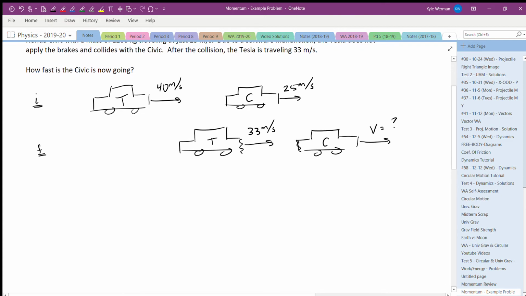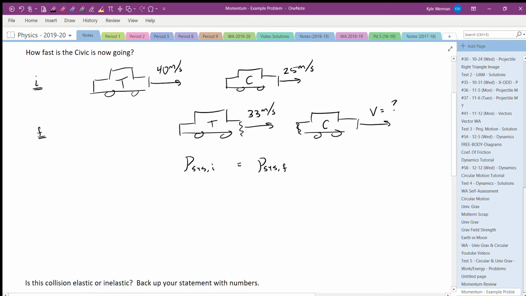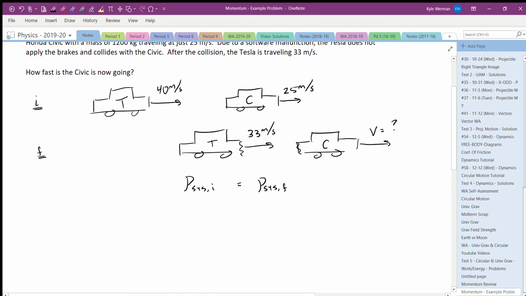So instead, we're going to use conservation of momentum, which says that the momentum of a system initially has to equal the momentum of the system later, or really before the collision and right after the collision. Well, our system in this case is the two cars. So really you have the momentum of the Tesla at the beginning plus the momentum of the Civic at the beginning has to equal the momentum of the Tesla at the end plus the momentum of the Civic at the end. And these momentums are all used with the equation P equals mv.